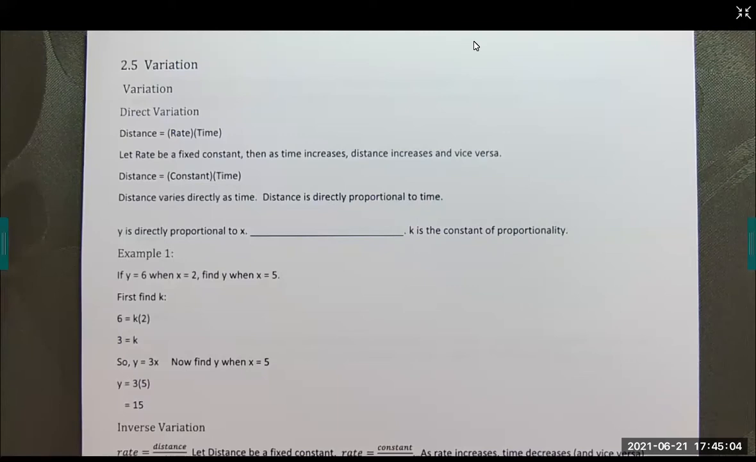One example of this would be as one thing gets larger, the other gets larger, and vice versa. When you go to buy gas for your car, the more gallons of gas that you put in your car, the more expensive it's going to be. So as one goes up, the other goes up as well. As one goes down, the other goes down.